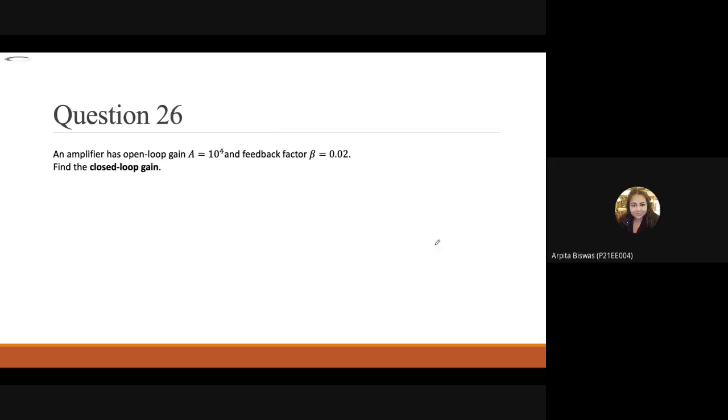So the next question: an amplifier has open loop gain A equal to 10 to the power 4 and feedback factor beta is 0.02. Find out the closed loop gain. I think this is very easy, a simple question. Tell me how to find out the closed loop gain. A by 1 plus A beta, ma'am. Simple. Tell me the answer. Solve it. 49.75. Yes, 49 point almost 8. A by 1 plus A beta.